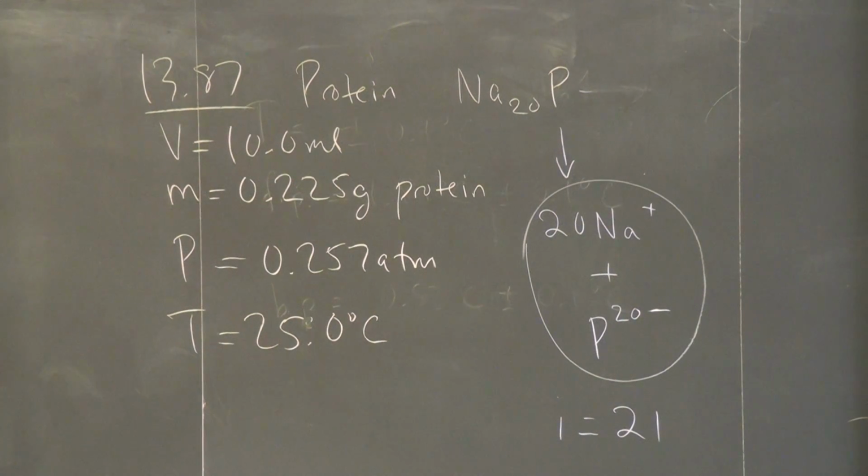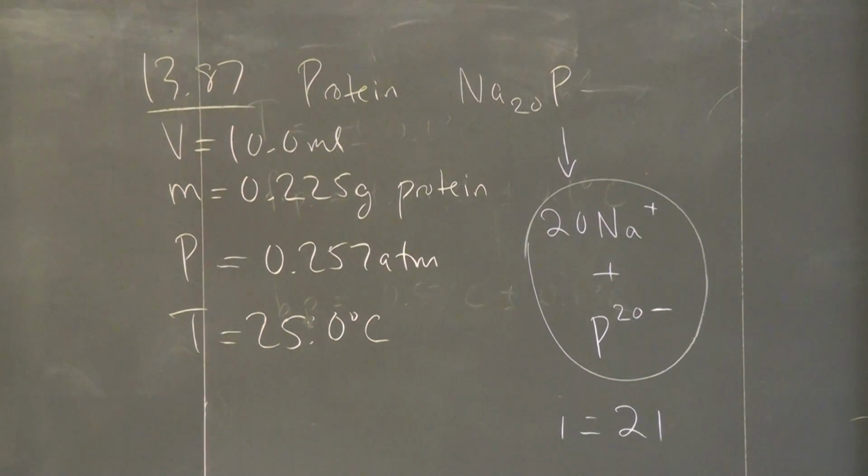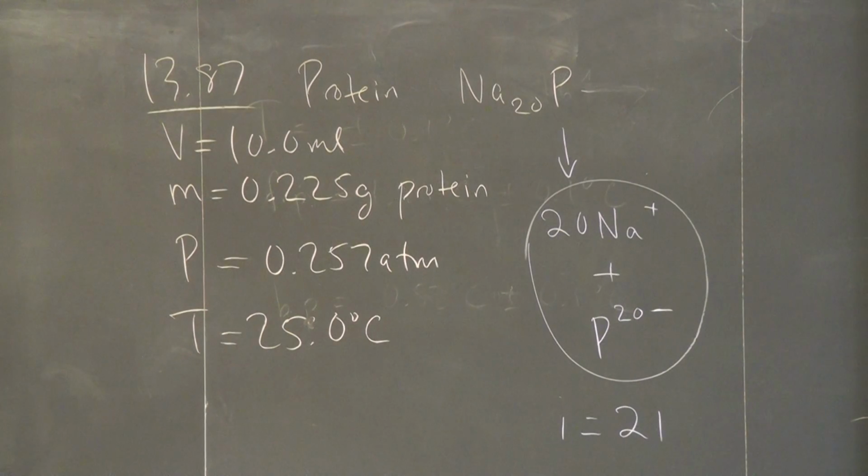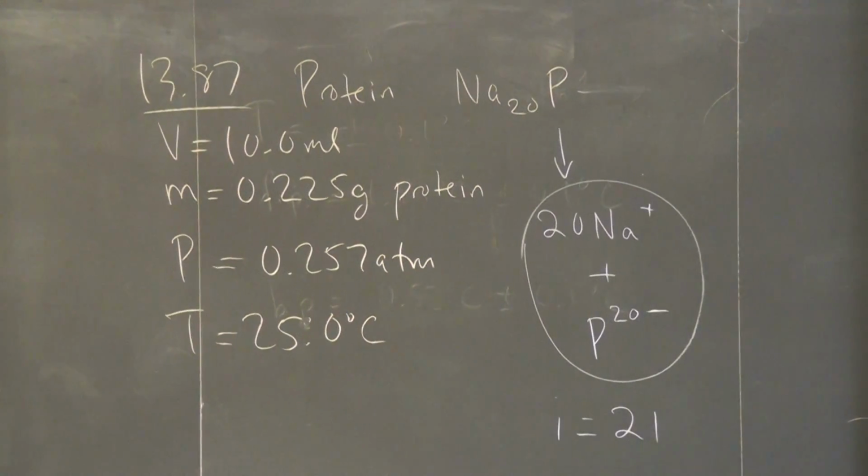Let's see, is that a big molecule or small one? It's a big one, so we should get a pretty big number for our molar mass. 44,026? 44,000? Right. You know what you guys got? 44,000? Still better.